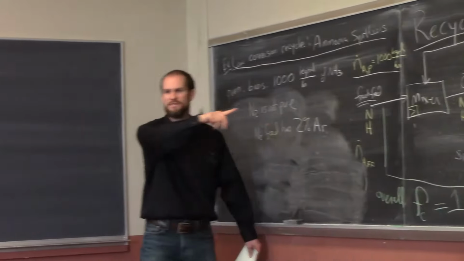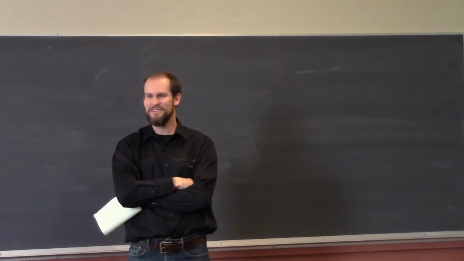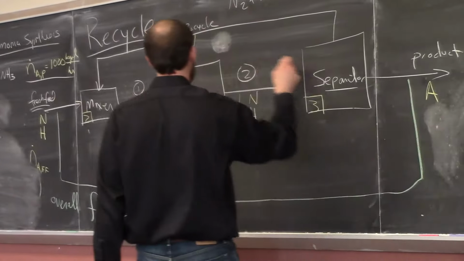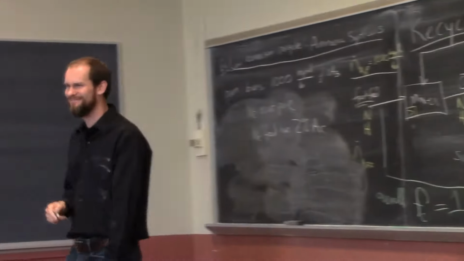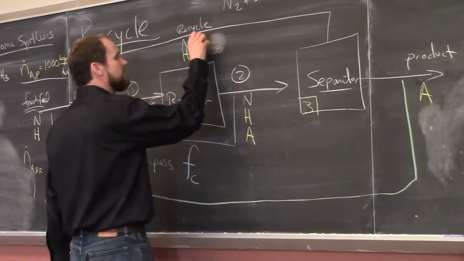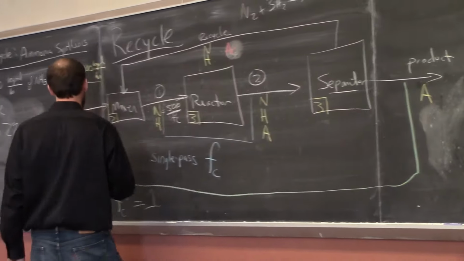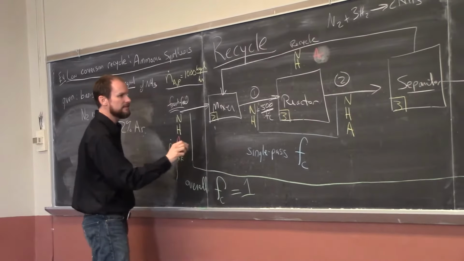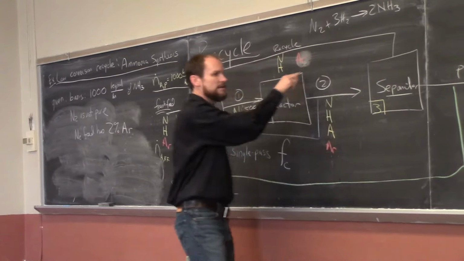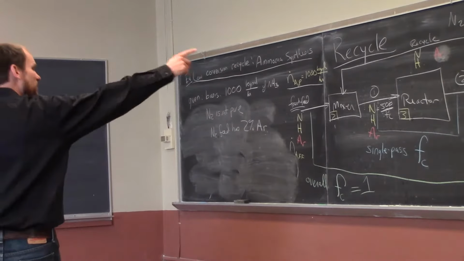What's argon going to do in this process? Is it more or less volatile than, let's see, when we do the separator, where's it going to end up? With the ammonia liquid or with the nitrogen hydrogen gas? Gas. Okay. So we're going to have argon on the feed, argon in stream 1, argon in stream 2, argon in the recycle. What's going to happen? Get the argon out of the system. The argon is going to build up and build up and build up.